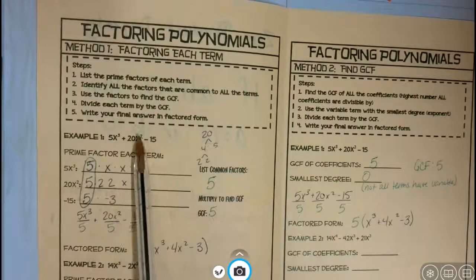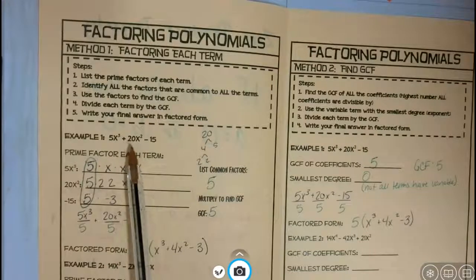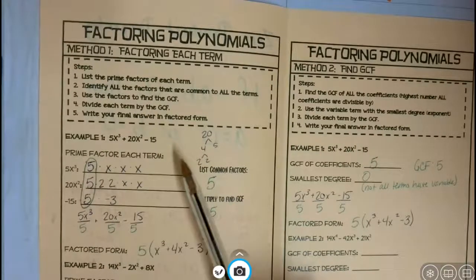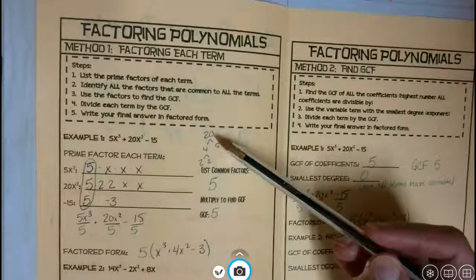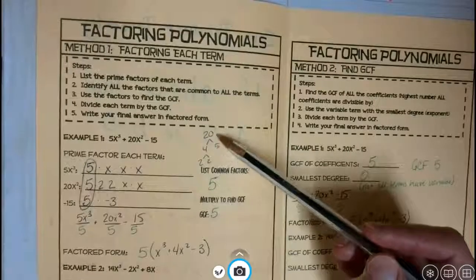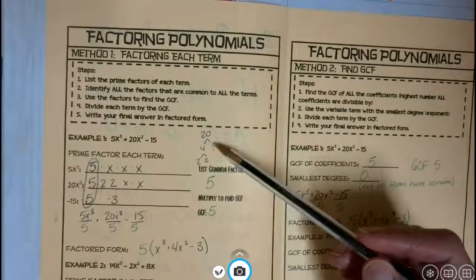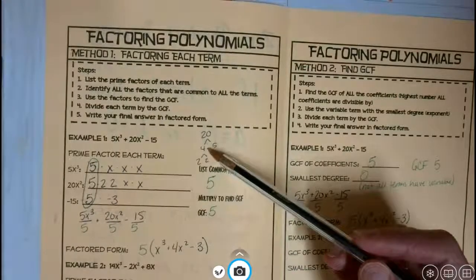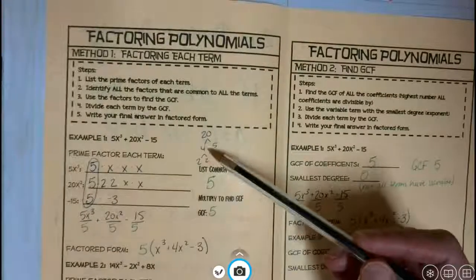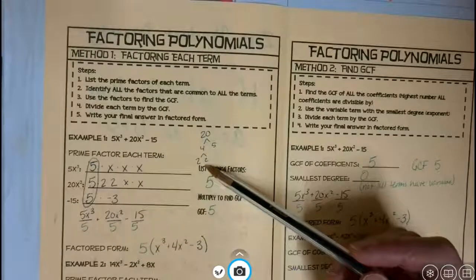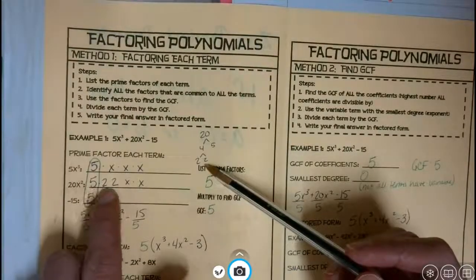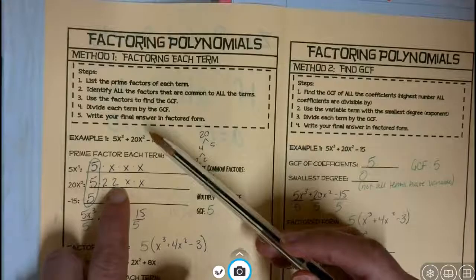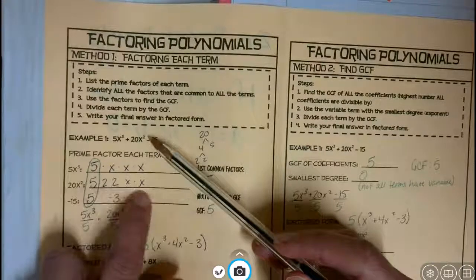My second term is 20x squared, so I need to factor this 20. I made a factor tree here, and I came up with two things that multiply to get 20, which I used 4 times 5. Well, 5 can't be broken down any further, but 4 can, because 2 times 2 is 4. But then that's as far as I can go. So now I write all of those out. I have 5 times 2 times 2, and I'm told here that I have 2 x's.